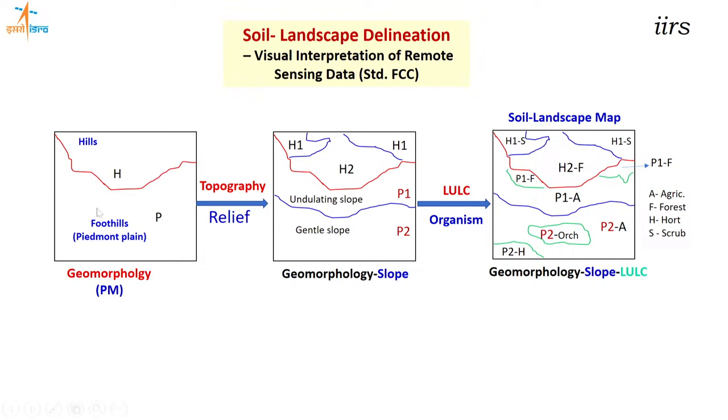You have to go in a very systematic way: first mapping geomorphology, then combining topography with the geomorphology as geomorphology slope, and then further the unit will be subdivided based on the land use, land cover. Then you will be able to prepare a landscape map or physiographic map, and then you go for studying the soil or collect the soil in the various map units that will represent the entire polygon.